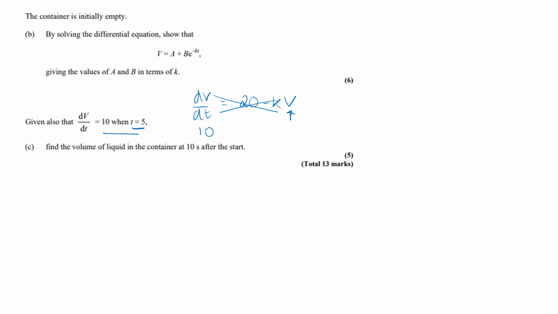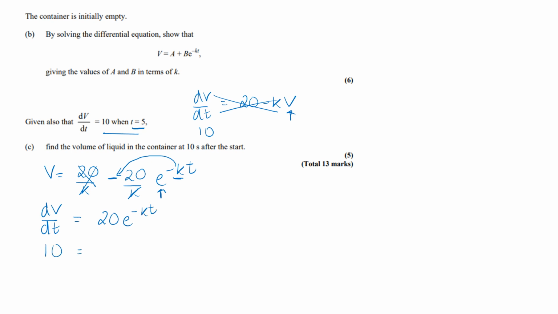So what we're going to have to do is use our equation from b, which was 20 over k minus 20 over k e to the minus kt, and then differentiate this with respect to t. So dV by dt: the first term hasn't got any t, so that's just going to go. Differentiating, e is going to stay the same, but because of this minus k, that will come down. The minuses will cancel and the k will cancel. So dV by dt is 20 e to the minus kt. That is 10 when t is 5, so sub that in.